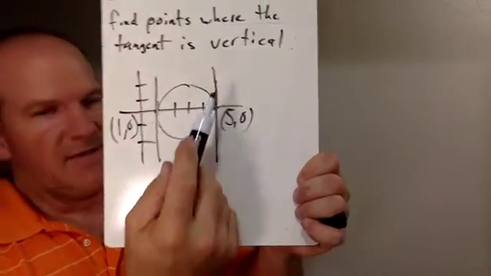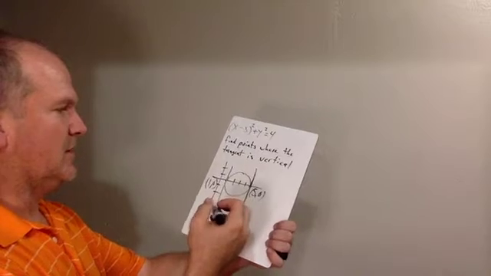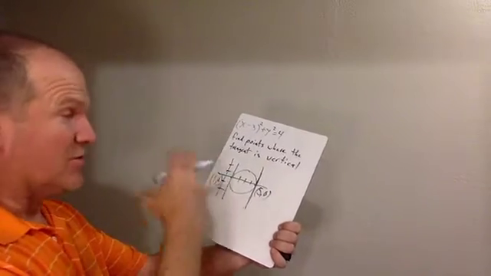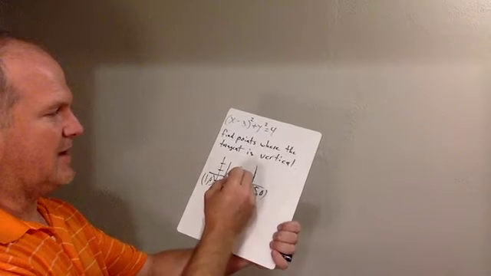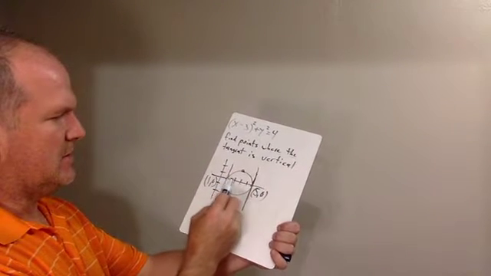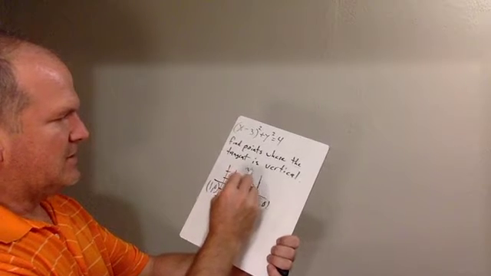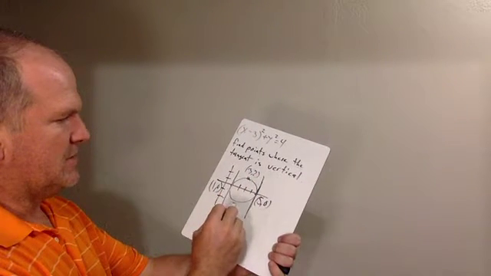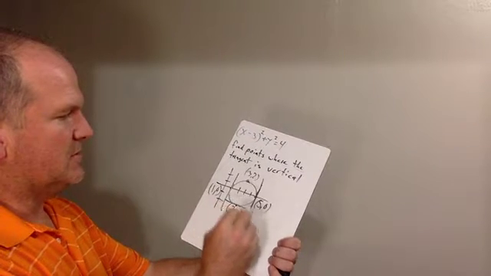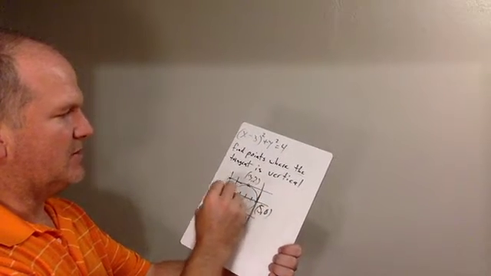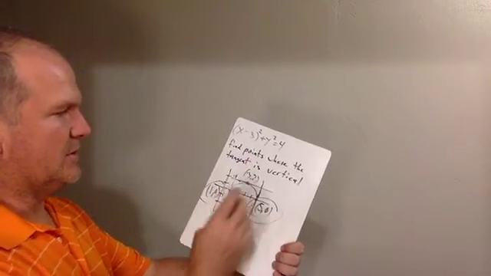If they would have asked, what are the 2 points where the tangent is horizontal, then you would have gone to the very top and the very bottom, and it would have been that point, which looks like it's at 3, 2, and this one is at 3, -2. So if they want horizontal, it would be those points at the very top and the very bottom. But in this particular question, they wanted vertical, so it was those 2 points.